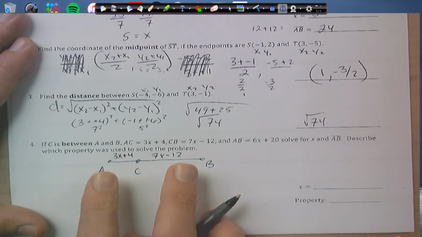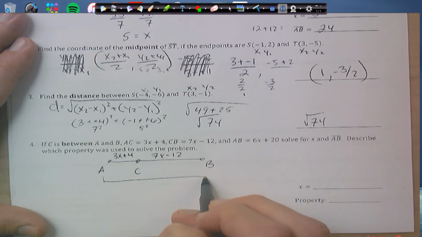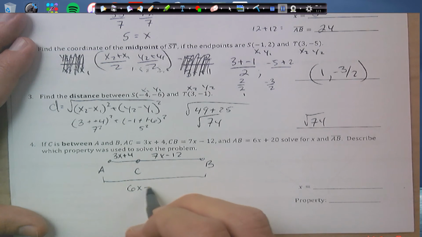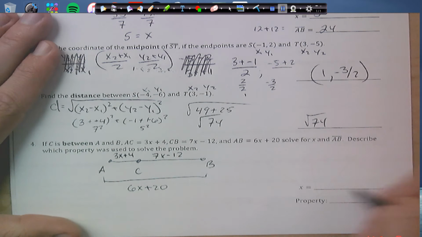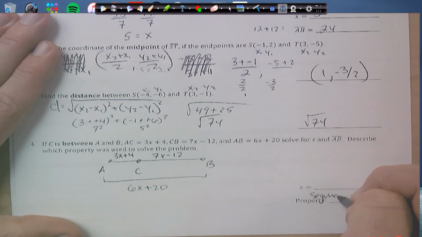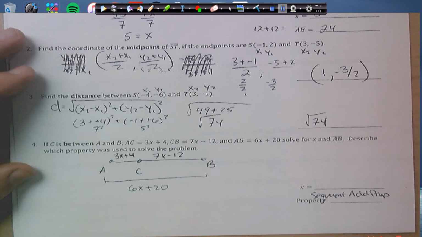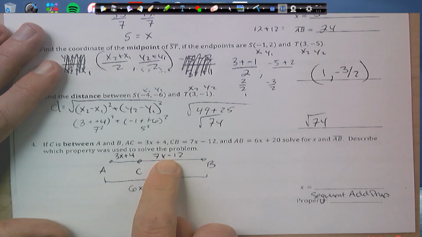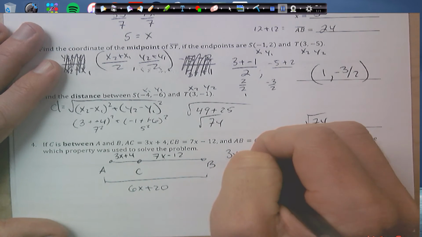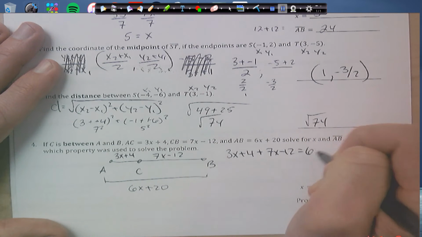Okay, so we got those two pieces right there, and then we're going to go ahead and show AB is this whole segment, 6x plus 20. So what we have to do is we have to say the small segment plus a small segment equals the large segment. This property is segment addition property, okay, or postulate is probably a better word for it. And we're going to go ahead and add these two together and set it equal to 6x plus 20.